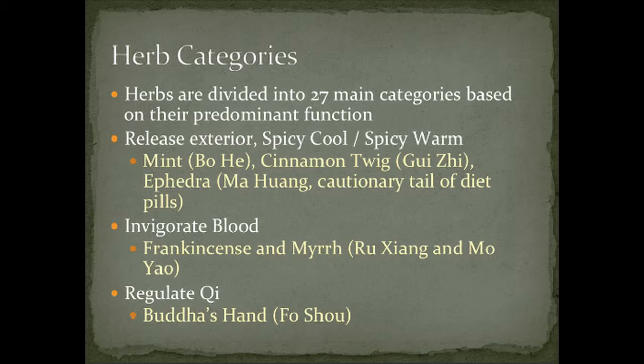Examples of it is mint. We call this bo he in Chinese medicine. And mint is used because it's spicy cool. As an aside, mint also relieves liver qi stagnation, so it's a good herb for stress.